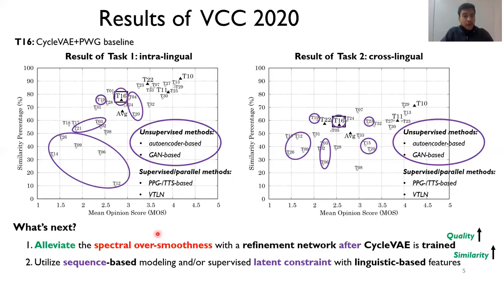And for the future work, what we want to do is first alleviate the spectral over-smoothness with a refinement network after CycleVAE is trained, because this is a very serious issue that can be addressed to improve the quality. And we want to utilize sequence-based modeling and our latent constraint to further improve the similarity.